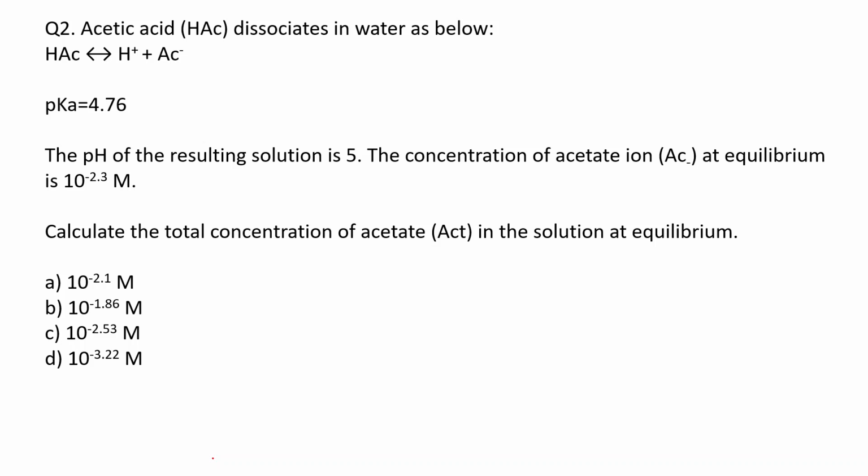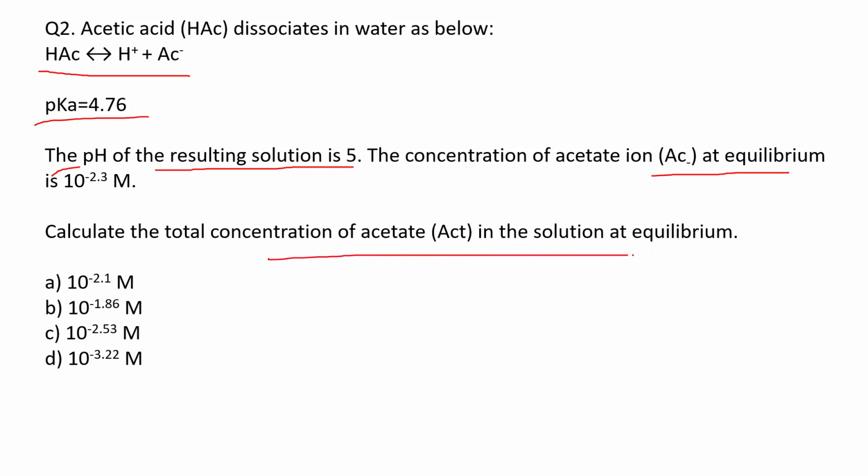Coming to the second question, acetic acid dissociates in water in the following manner. We know the pKa, which is 4.76. We also know the pH of the resulting solution and the concentration of acetate ion at equilibrium. Calculate the total concentration of acetate in the solution at equilibrium. Here also the Henderson-Hasselbalch equation will be used. Here AC total is to be found. Be careful and solve the question. We will see the solution in one or two minutes.